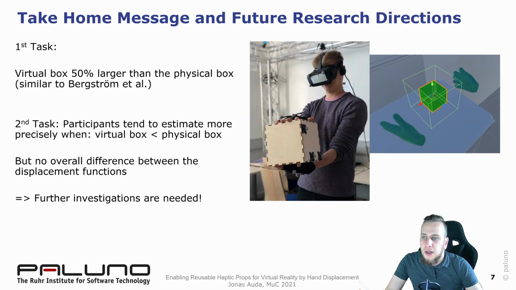In summary, we found through the first task that we can have a virtual box that is 50% larger than the physical box. This is in line with related work. Through the second task, we did not really find any differences with different displacement functions. We believe that here further investigation is needed.